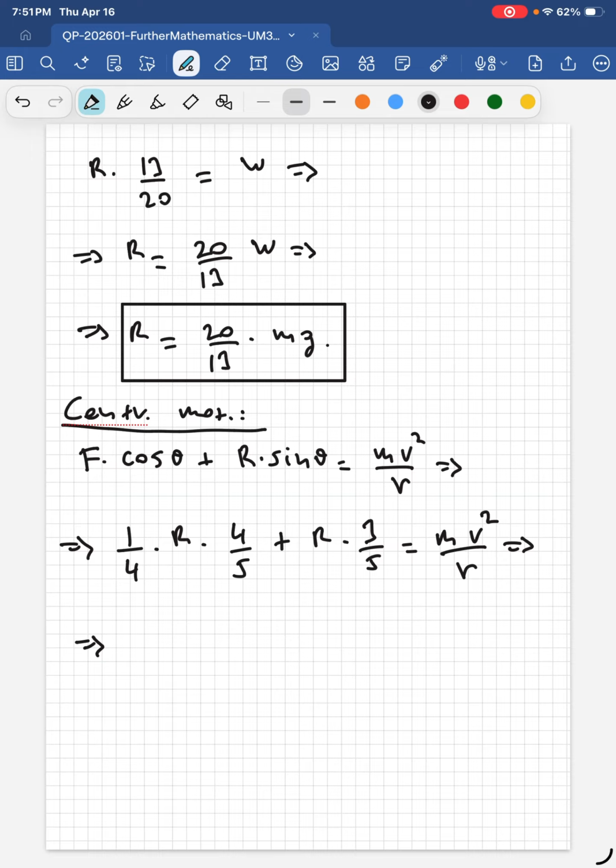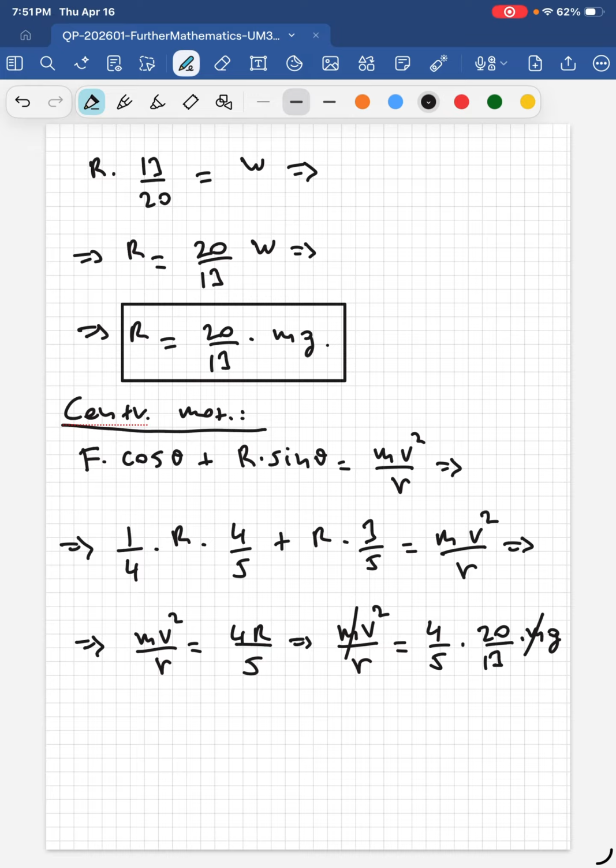Okay, so I will bring mv² to the left hand side. So mv²/r is 4 times capital R, which is the reaction force, over 5. And now we can use what we just calculated. So we have mv²/r is equal to 4/5 times 20/13 times m times g. So m cancels. So the problem kind of solved itself.